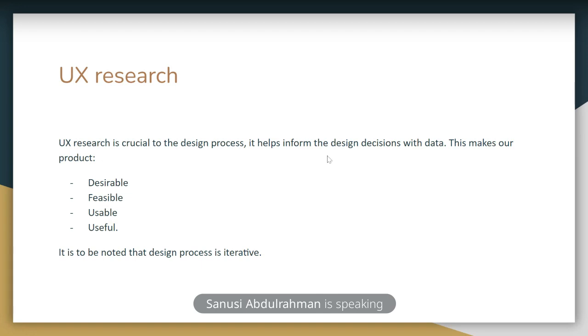So what that means is, imagine you're trying to present something. You're trying to present some solutions to your stakeholders, but you don't have any data-driven decisions. You're just speaking from your own point of view.